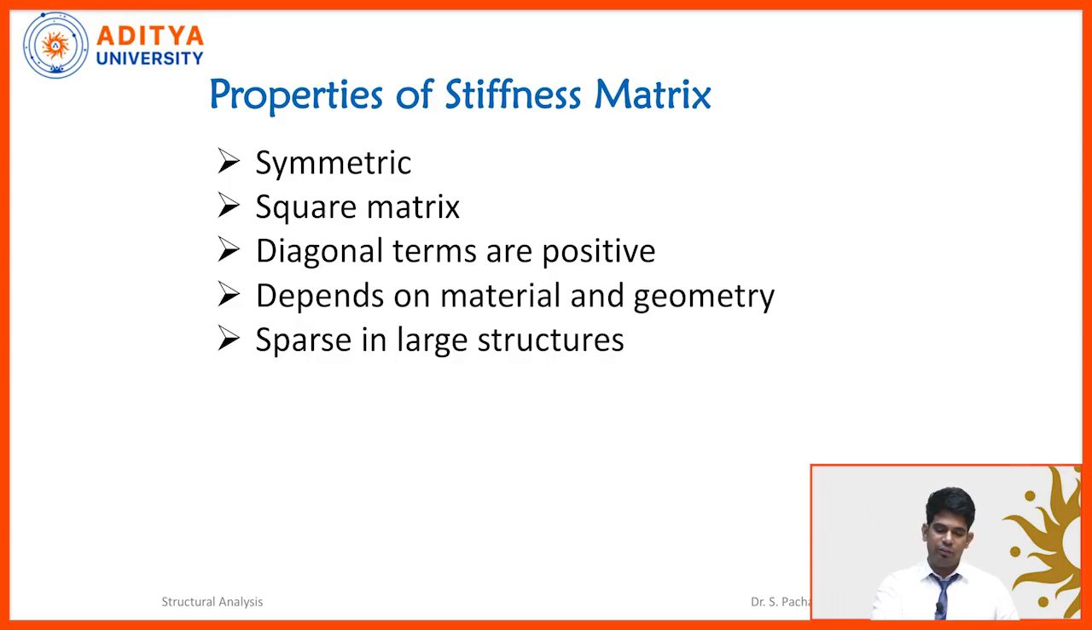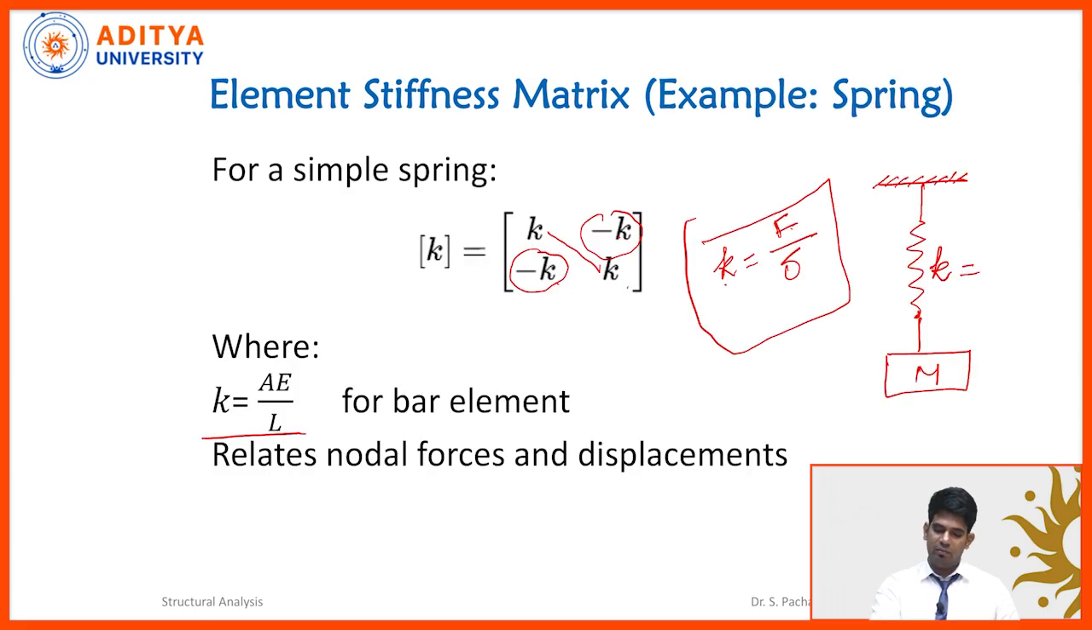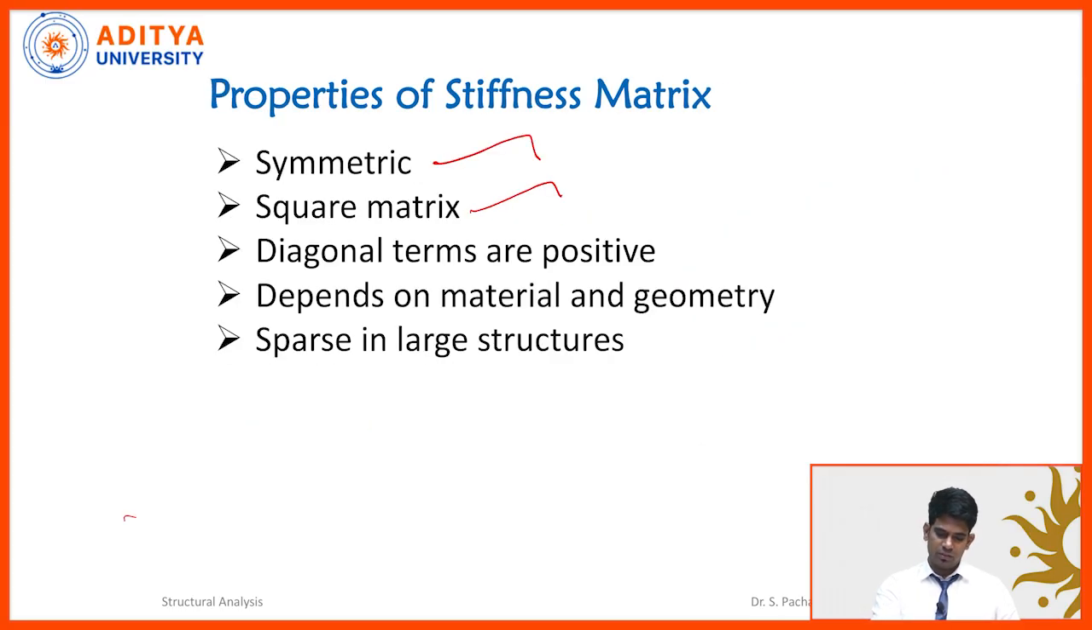Now, these are the various properties of the stiffness matrix. As I told in the previous slide, it is a symmetric matrix and also a square matrix. Leading diagonals are positive. Always you can see this is the leading diagonal, and these values are positive. It depends on material properties and geometry, and is sparse in large structures.